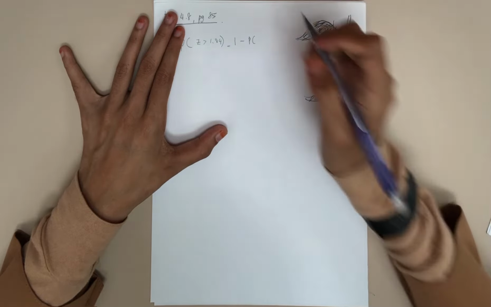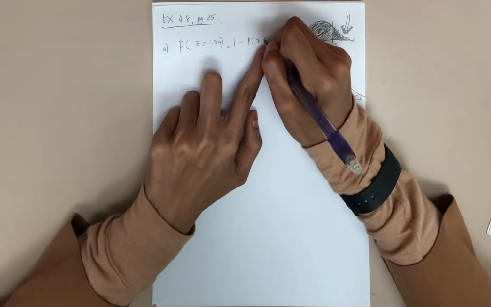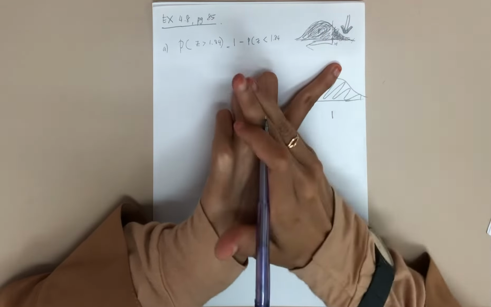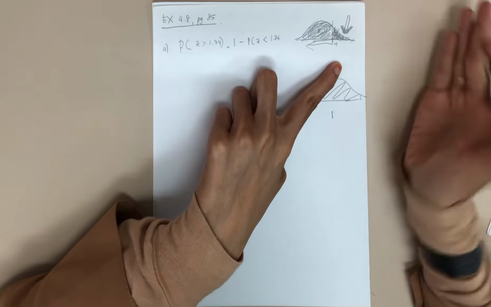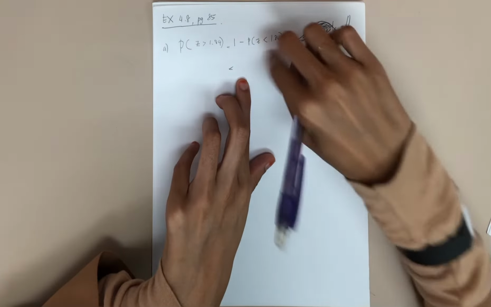So that's why 1 minus z less than 1.84. Less than, because we want to get the side here. To the right is greater than, to the left is less than. So this is the equation that you should do.